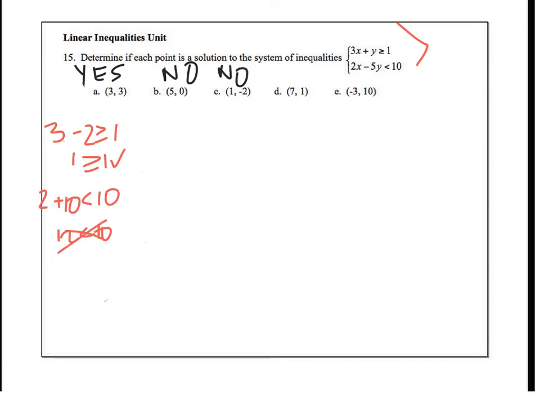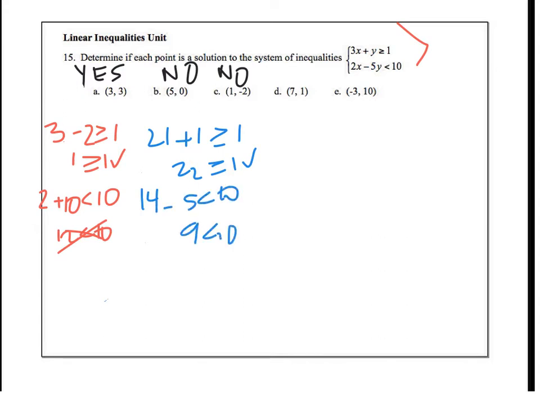We're at 7, 1 in D. So we're going to get 21 plus 1 greater than or equal to 1. Well, that gives me 22 is greater than or equal to 1, which is true. In the bottom, I'm going to get 14 minus 5 is less than 10. That gives me 9 is less than 10. Also checks out. So that is a yes.